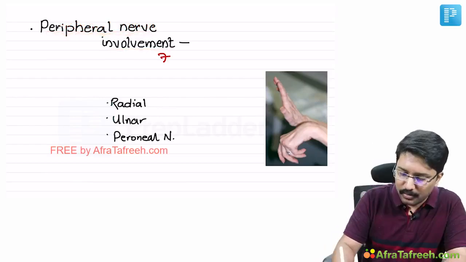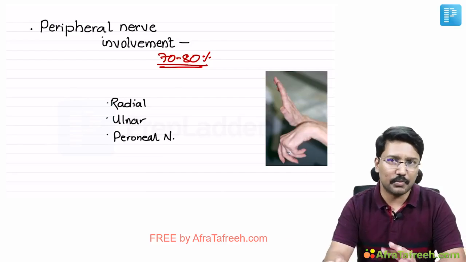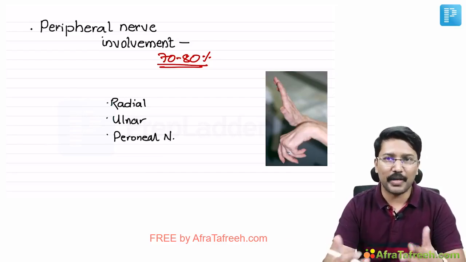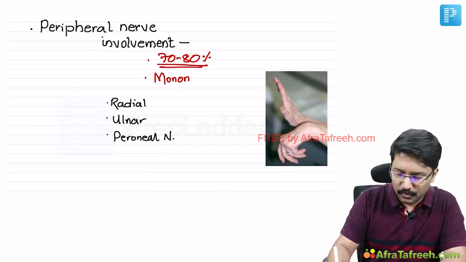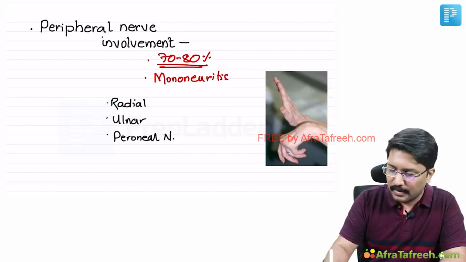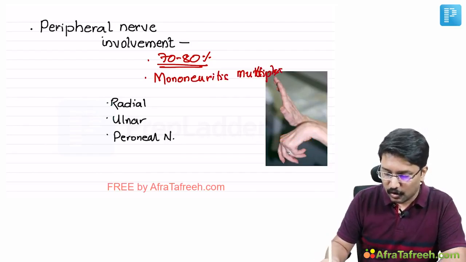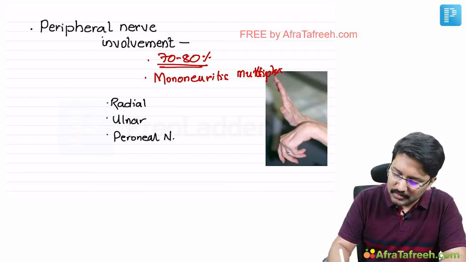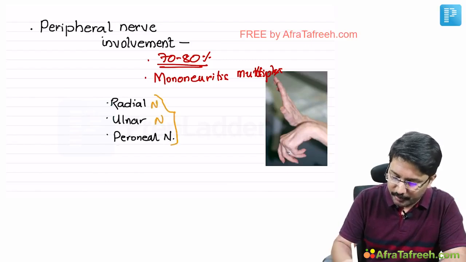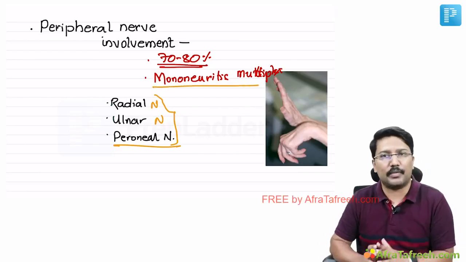You should note that more than 70 to 80% of the patients with polyarteritis nodosa have peripheral nerve involvement at the time of presentation or during the subsequent follow-up. The most common presentation of peripheral nerve involvement in these patients is mononeuritis multiplex. When I say mononeuritis multiplex, the most commonly affected arteries are the radial artery and ulnar artery, and the most commonly affected nerves are the radial nerve, ulnar nerve, and peroneal nerve. These are the most commonly involved nerves as components of this mononeuritis multiplex.